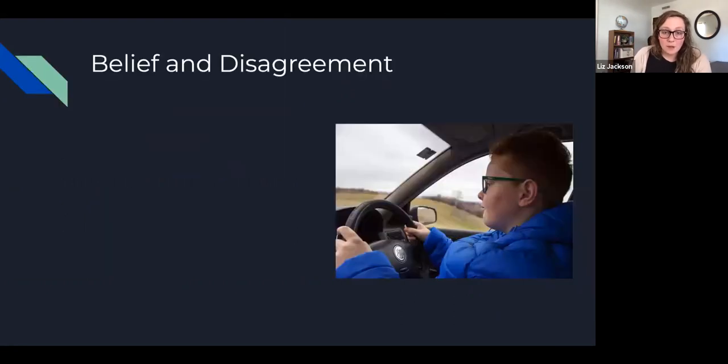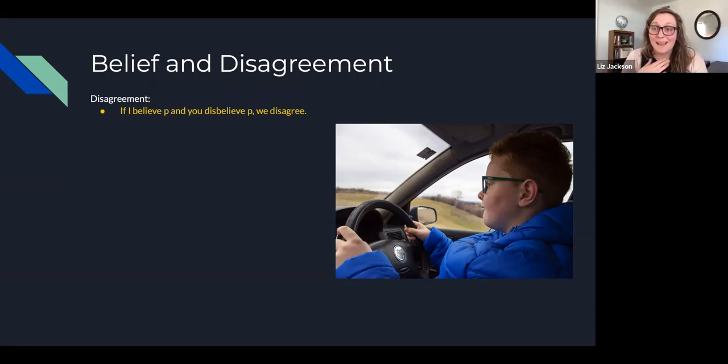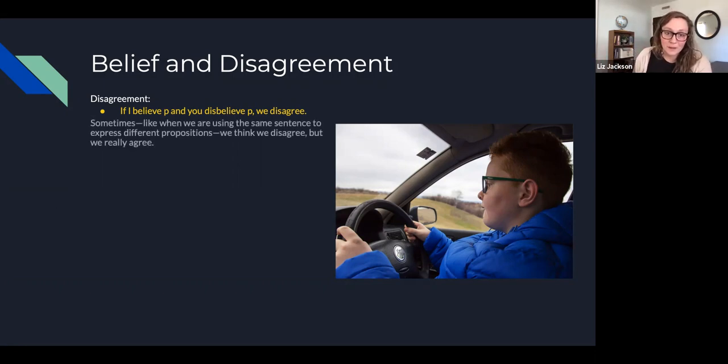Okay, so let's move on to a related but slightly different topic, and that's how belief relates to disagreement. One case of disagreement is a case where you believe P and I disbelieve P. So if you believe it's going to rain tomorrow and I disbelieve that it's going to rain tomorrow, then we disagree. But it's worth noting that when it comes to disagreement, sometimes we think that we disagree, but we don't actually disagree once we get clear on what the actual question is.